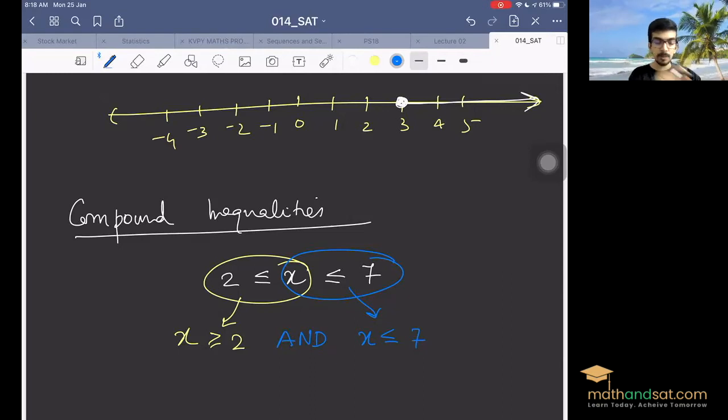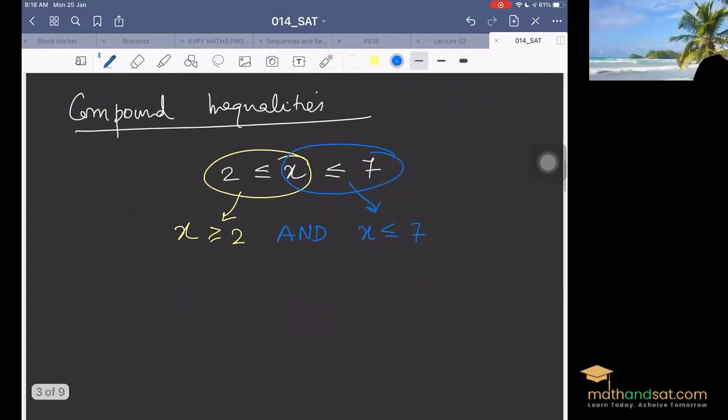So 2 less than or equal to x less than or equal to 7 simply means that your number has to be greater than or equal to 2, and the number has to be less than or equal to 7. So this is what we call a compound inequality. These are two simple inequalities combined together using an AND. So when you say AND, it simply means that both these conditions have to be satisfied. Okay. So on a number line, how will you represent these numbers?